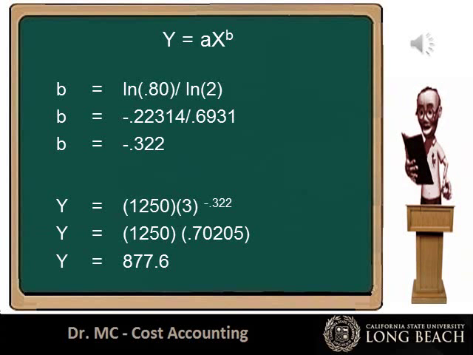Putting b into our equation, we get 1250, which is the learning curve item for the first unit, times 3, which is the number of units for which we want to calculate the learning curve item, to the negative 0.322 power. This formula tells you that the learning curve item for 3 units is 877.